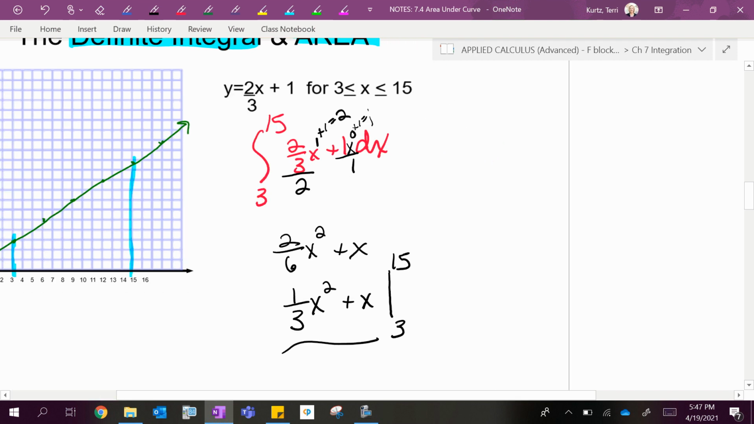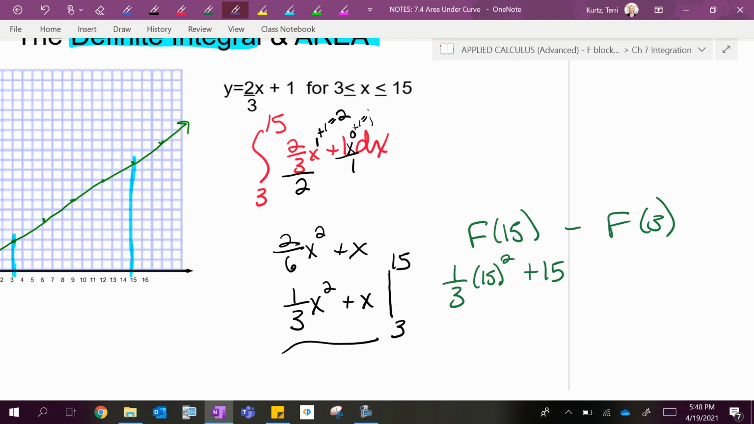Again, this is just like we did on homework. We're going to find f at 15 minus f at 3. So if we plug in 1/3 times 15 squared plus 15, 15 squared divided by 3 gives us 75, plus 15 gives us 90.